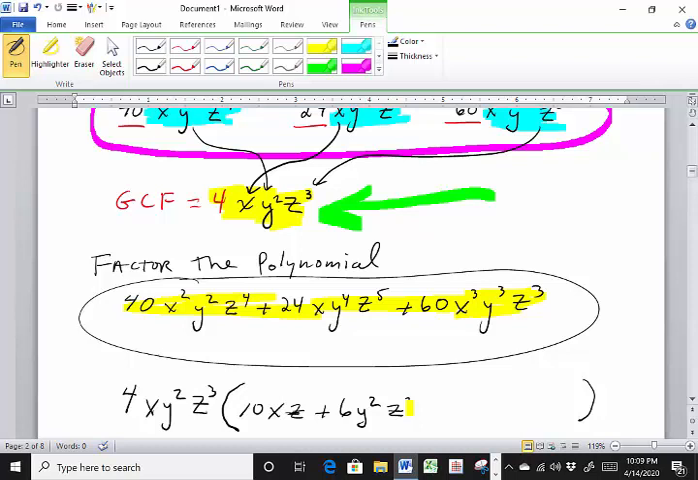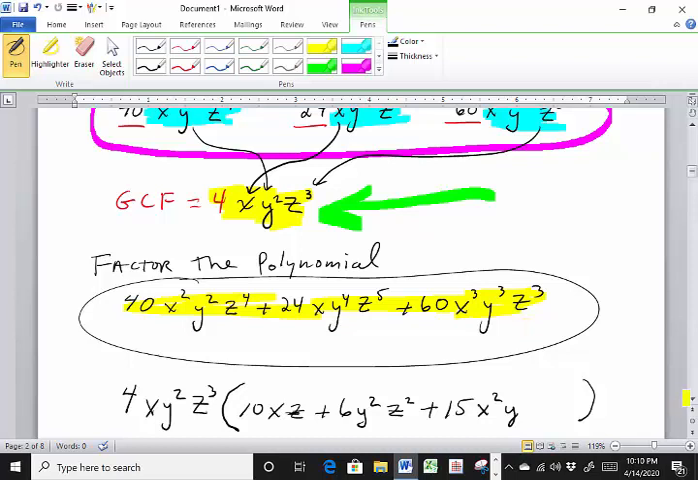All right. Then finally, 4 times what is going to give me 60? Well, looks like 4 times 15 is going to give me 60. Then x times what gives me x cubed? Well, that's x squared. Then y squared times what gives me y cubed? That's just y. And then z cubed times what gives me z cubed? Well, there's already a z cubed in the GCF, so we don't need to put anything there.